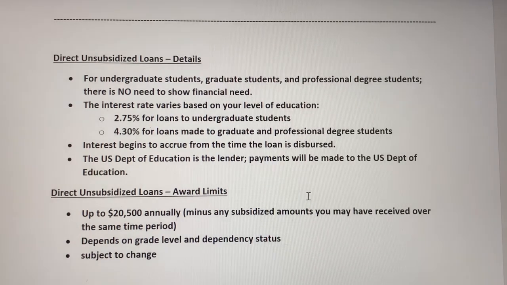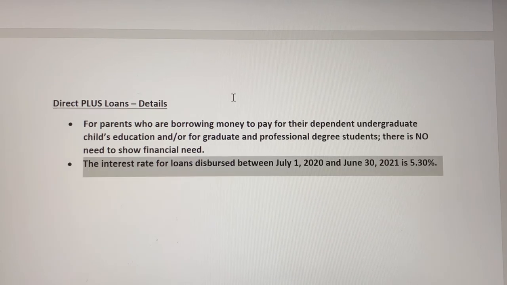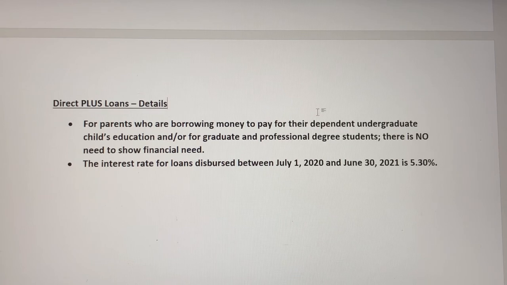And the final type of loan is the Direct PLUS loan. This type of loan is for parents who are borrowing to help their kids pay for their dependent undergraduate education, or for those graduate students or professional degree students. There is no need to show financial need in order to receive these Direct PLUS loans. The interest rate for loans disbursed between July 1st, 2020 and June 30th of 2021 is 5.30%. So notice that's a little bit higher than the unsubsidized loans for those graduate and professional degree students.